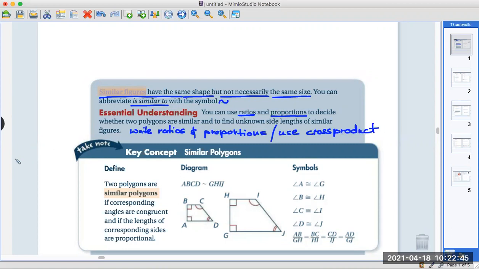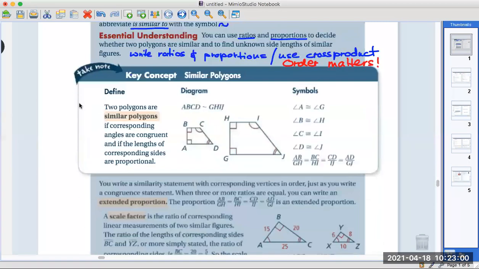When we write our ratios and proportions, order matters. That's important. You cannot mix and match. That's the most important part, how you write your proportion, okay? So let's look at the key concept. Always make sure you have something to highlight or underline. Key concept, similar polygons. Here's a definition.